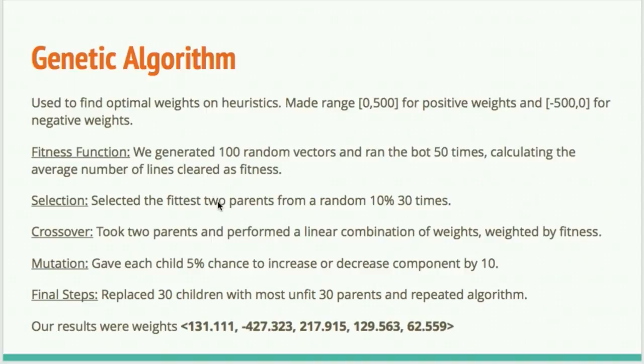Then we selected 2 of the fittest parents from a random 10%, and for these 2 parents we performed a crossover, which is just a linear combination of the weights, and we did this a total of 30 times. We gave it a mutation, which was basically we gave each child a 5% chance of decreasing or increasing by a value of 10. Lastly, we replaced the 30 most unfit parents with the 30 children and repeated the algorithm. And these are our resulting weights.